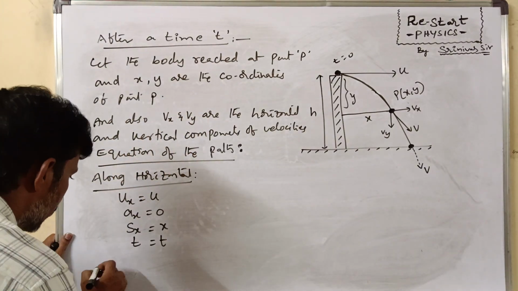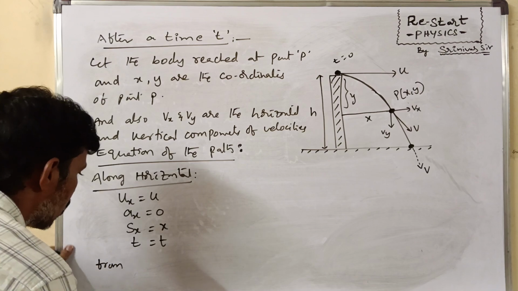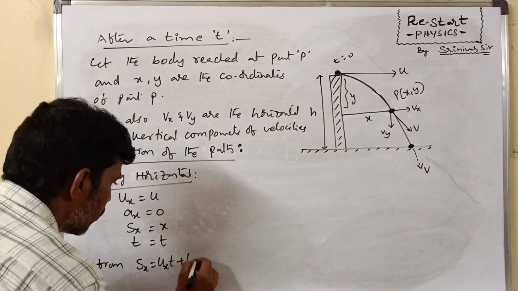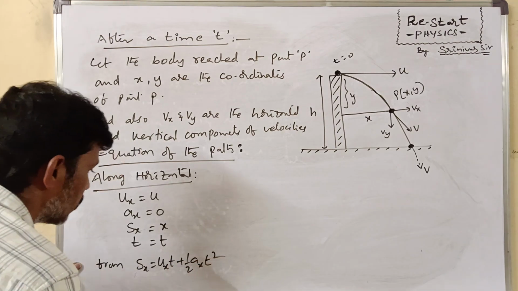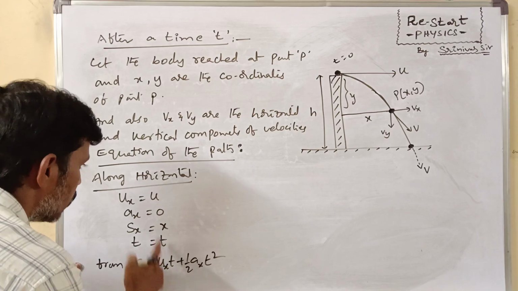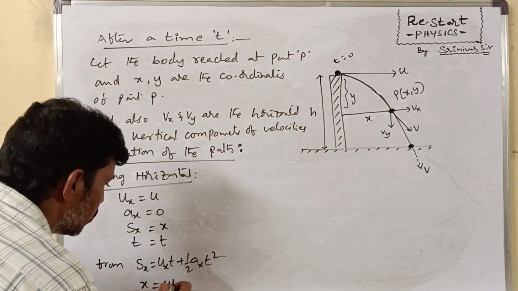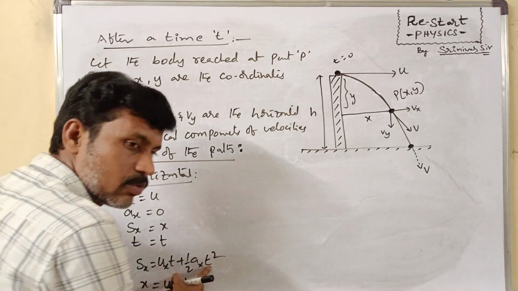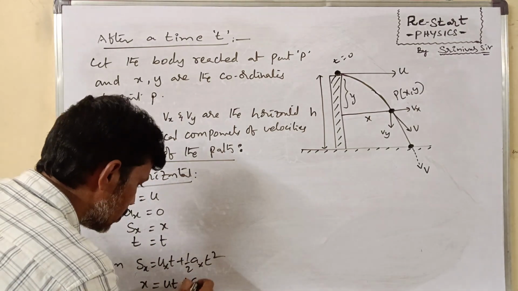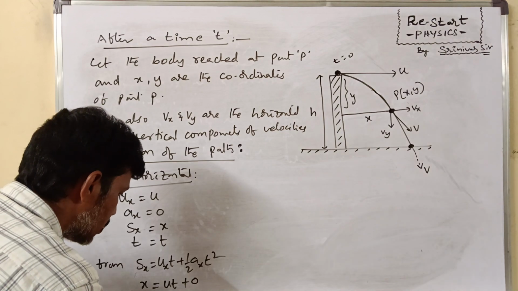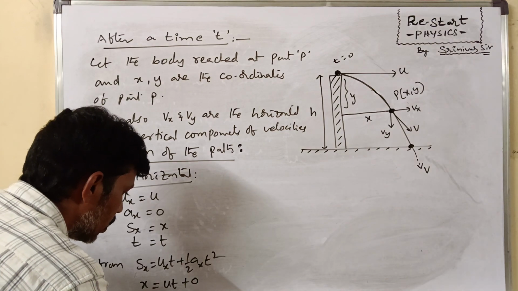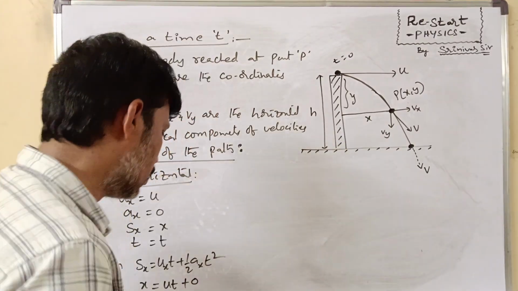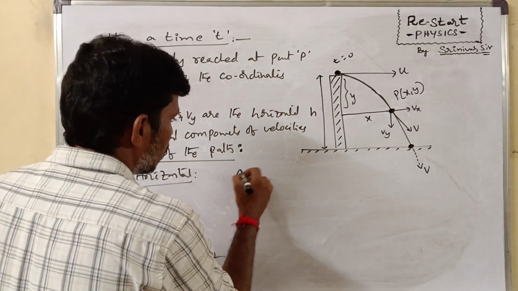So from all these four we can choose the equation sx is equal to uxt plus half ax t square. Sx means x, ux means u only, t means t only, plus half ax means 0, t square, 0 into something is 0. So we can write x is equal to ut only. Let us take this as equation 1. Clear? Simple. Right.